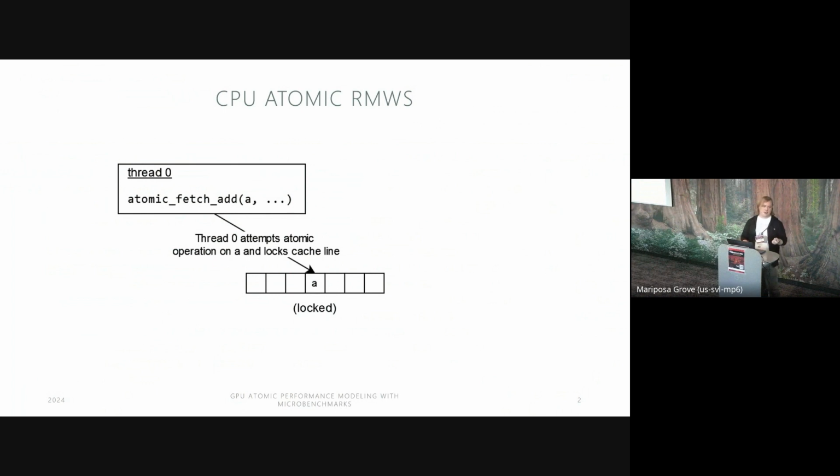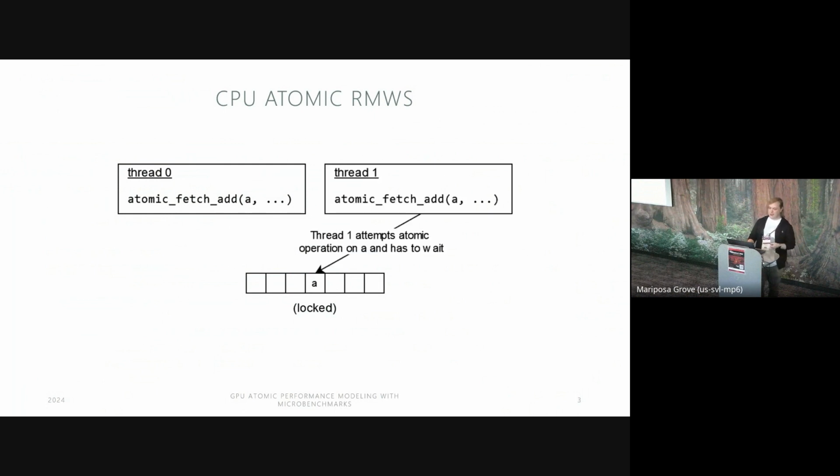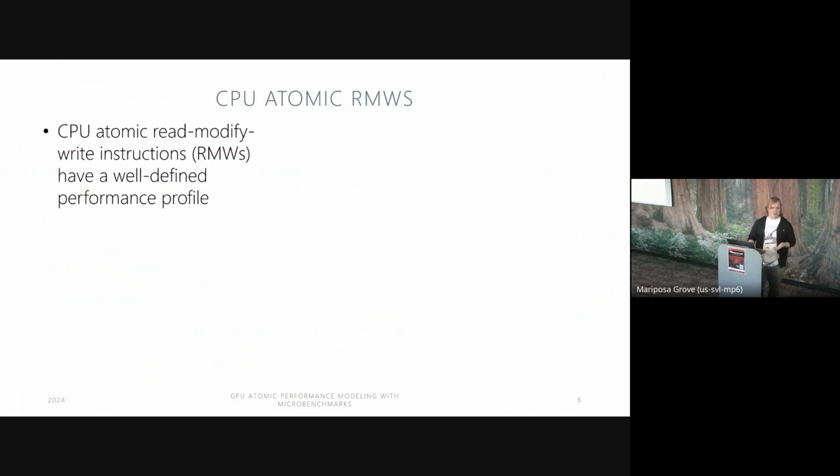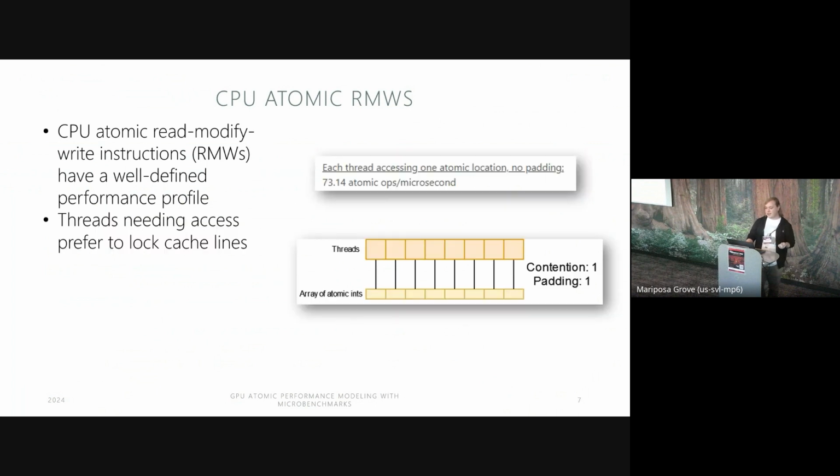It'll attempt an operation on some memory location A, and it'll try and lock that cache line. Then another thread comes in, tries to do the same operation, and it will have to wait because thread 0 is currently operating on that location. Thread 0 eventually will finish its operation. It'll release its lock on this cache line, and thread 1 will come in and perform its operation. So because of this exchange, CPU atomics have a pretty well-defined performance profile. Threads that need access prefer to lock cache lines when they can.